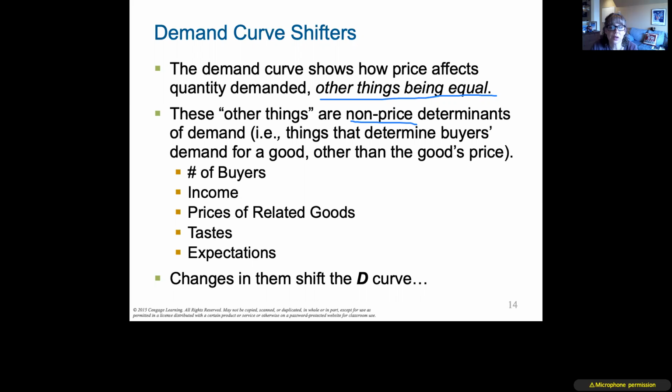Tastes and preferences. What's in today and out tomorrow? Pumpkin spice lattes, right? Tastes and preferences, and expectations. What do we think is going to happen in the future? The notion of stockpiling comes into account here. As people think that something's going to change in the future, it may change their behavior today. These five things are called non-price determinants of demand. They're things that determine buyers' demand for the good other than the good's price. And each one of these can shift the demand curve.